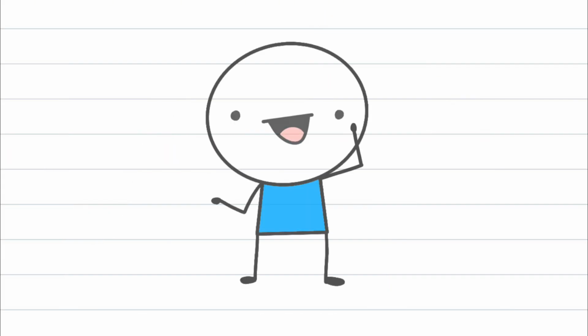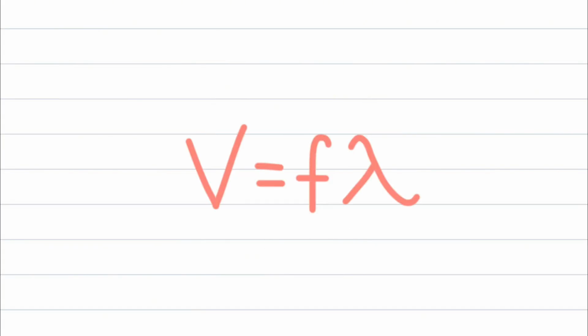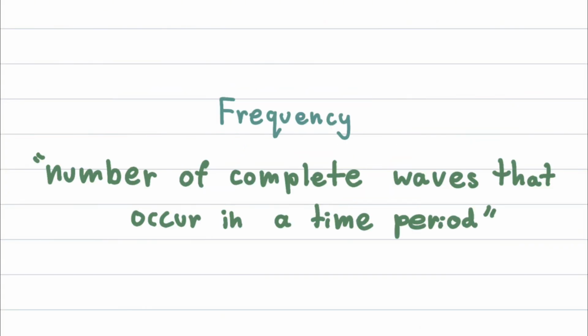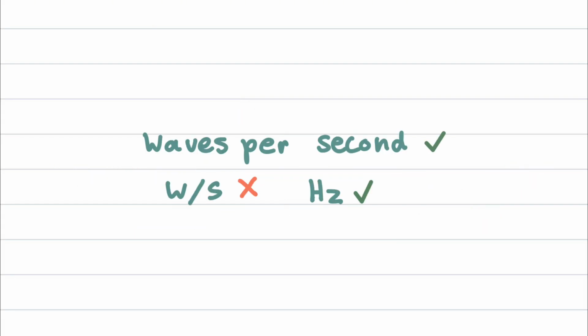To find the wave speed, or how fast the wave is moving, you can do V equals F lambda, or wave speed equals frequency multiplied by wavelength, lambda. The frequency is the number of waves that occur in a time period. Think of it as waves per second, but the units are hertz.